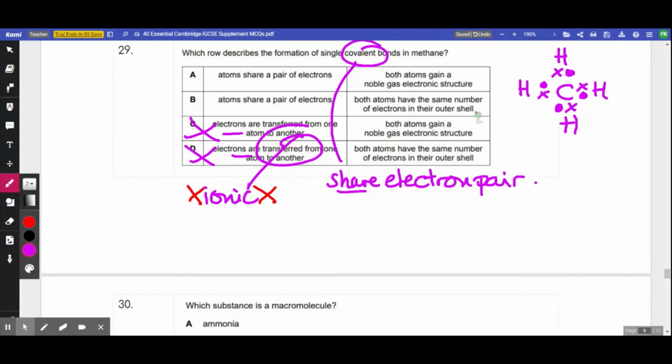And so it's between these two. Both atoms gain a noble gas structure. Perhaps some people may not have realized that helium is a noble gas as well. So that is a true statement. They don't both have the same number of electrons in their outer shell. That's a big dose of generosity by the examiner there. That is completely wrong. It leads you straight to A being the correct answer.